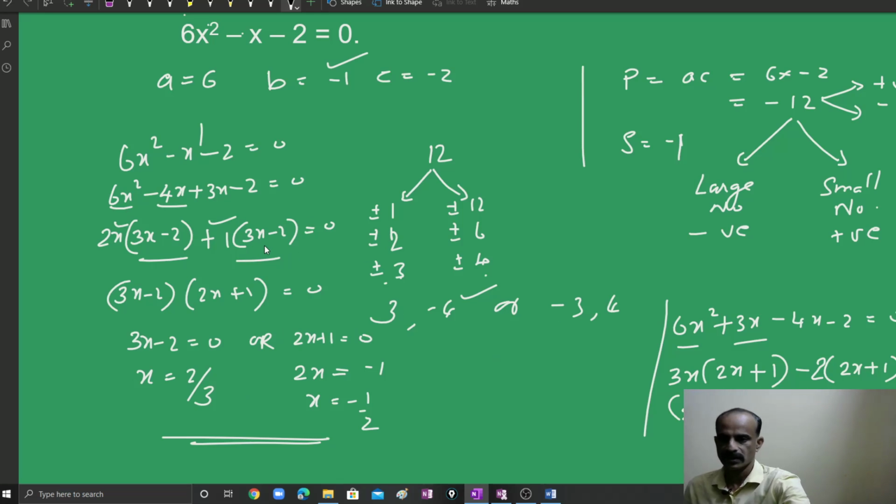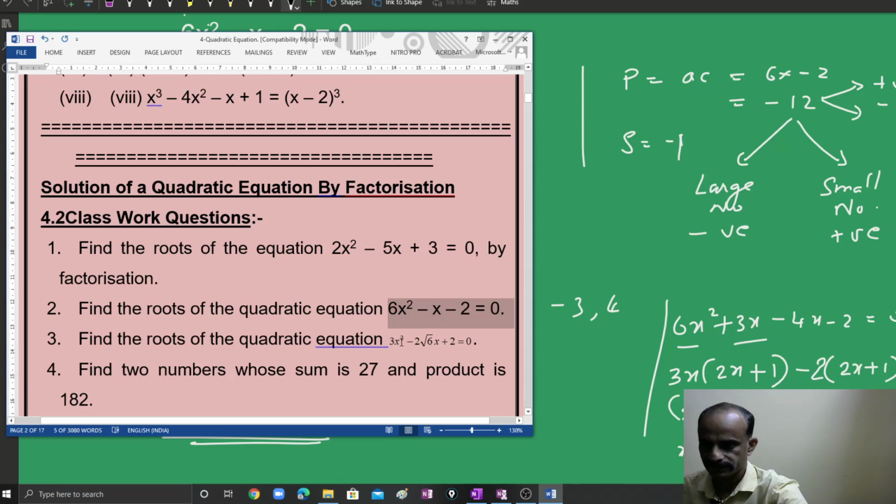No issue at all. So you will get the same answer here again. X is equal to, in this case, minus 1 by 2 and x is equal to 2 by 3. Just check and see. Next, we will take one more question from this.